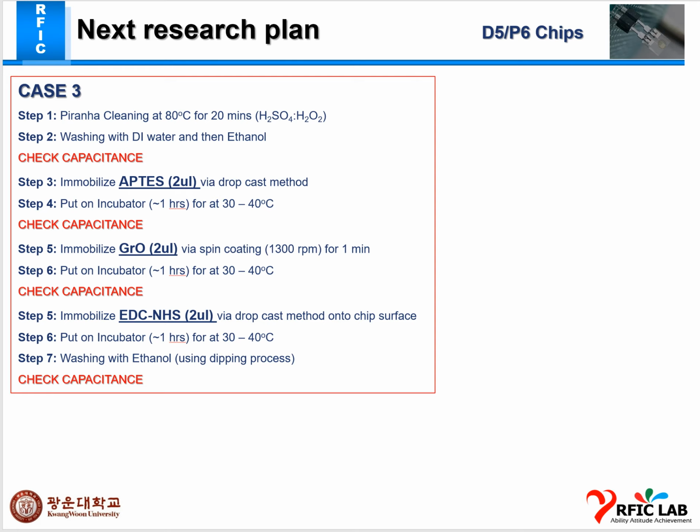After immobilization with the spin coater machine, we put the APTS on the hot plate, and we found a slightly thin layer of APTS on the surface. After that we are planning to immobilize graphene oxide and then EDC NHS. Sir, it's a very lengthy process, so we are still in the middle of these two cases.